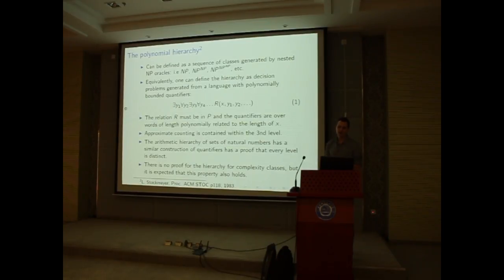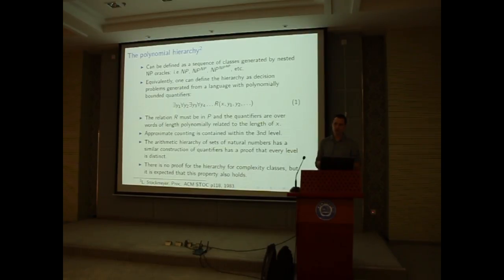Alright, and there's this analogy with this other hierarchy from natural numbers, the arithmetic hierarchy. And there is a proof in that one that every time you add an extra quantifier, you get something more. You get a bigger set, and it's strictly bigger. But there's no proof for complexity classes. It's only true for that.